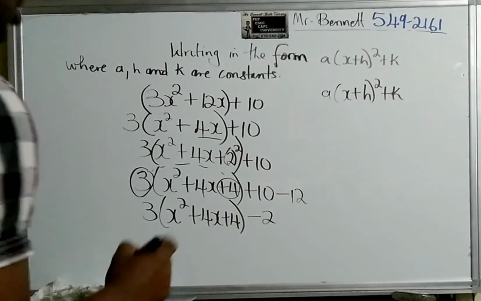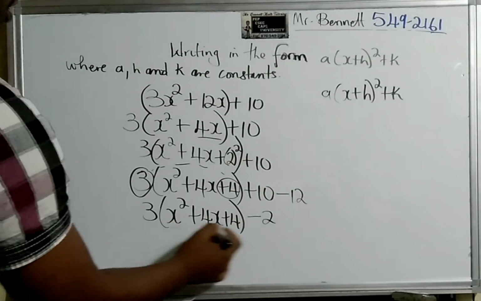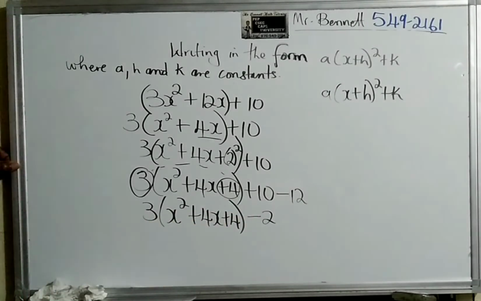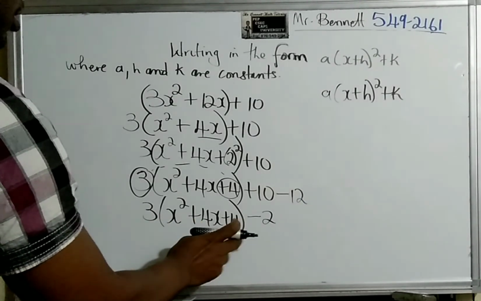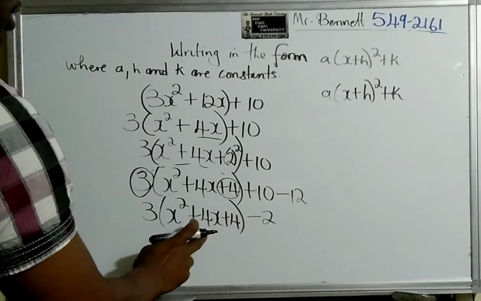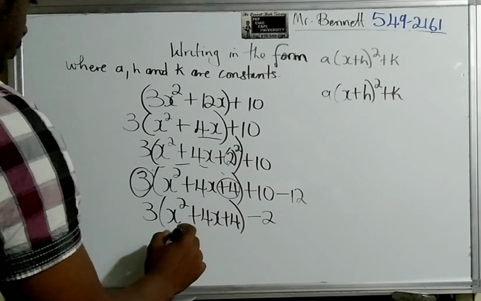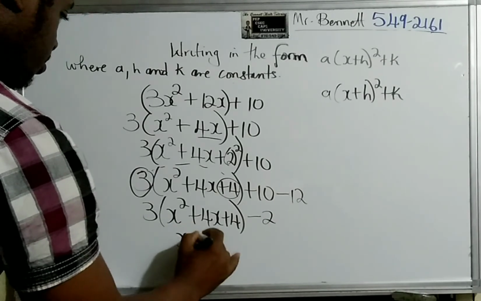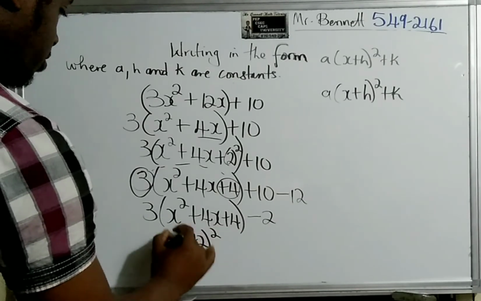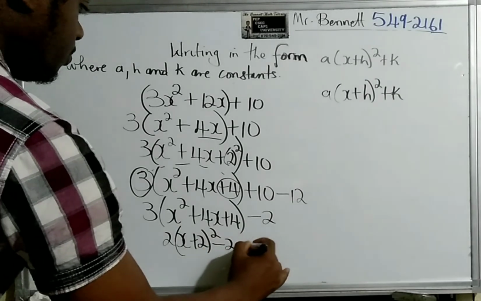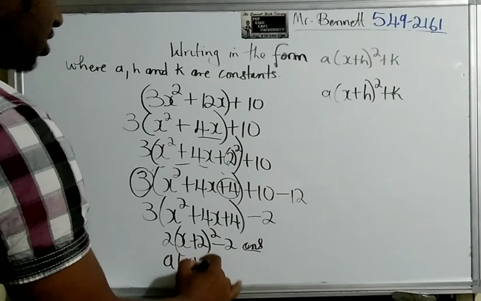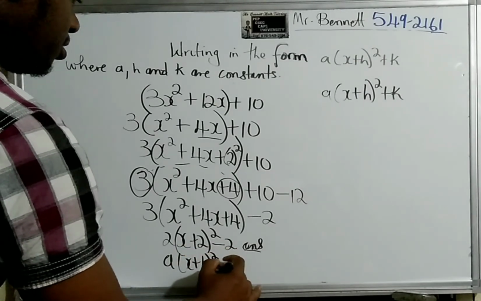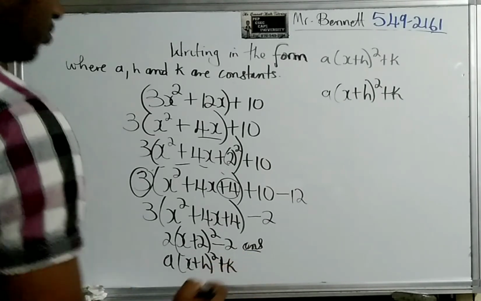If you don't know that, it's on my channel, go and check it out. Now we need to factorize this part, but I'm just going to do the shortcut way because you guys already know how to factorize. So it would be two numbers, when we multiply them it gives us 4, and when we add them it gives us 4. That will be 2, so it will be 3(x plus 2) squared minus 2. You can do it the long way if you wish. And that is in the form a(x plus h) squared plus k.